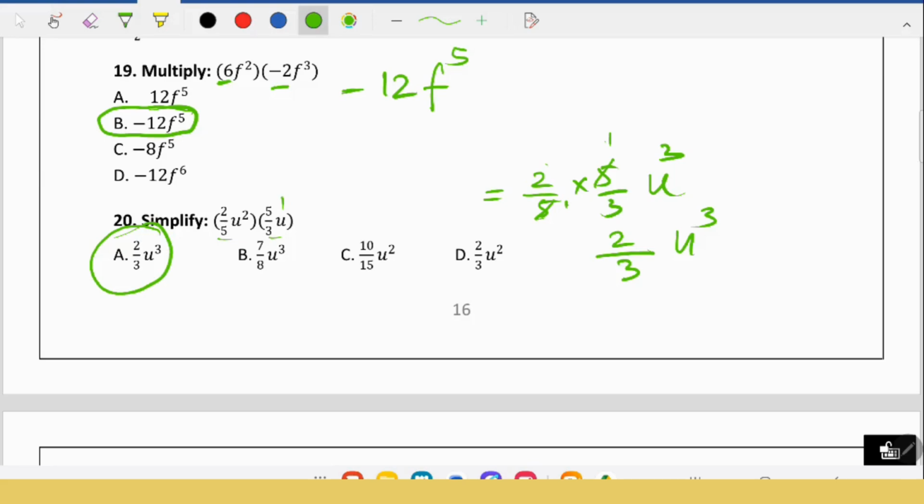I hope you understand how to multiply the algebraic expressions. I hope you understand how to multiply the algebraic terms. We solved quite a few questions which involve fractions as well.